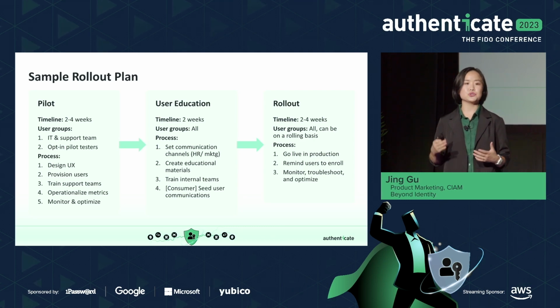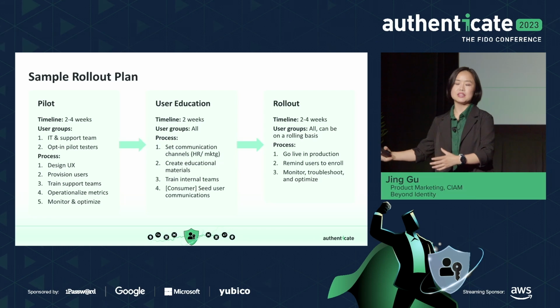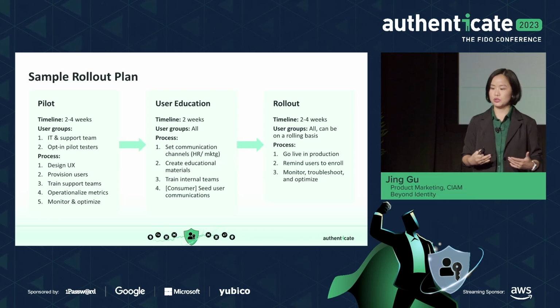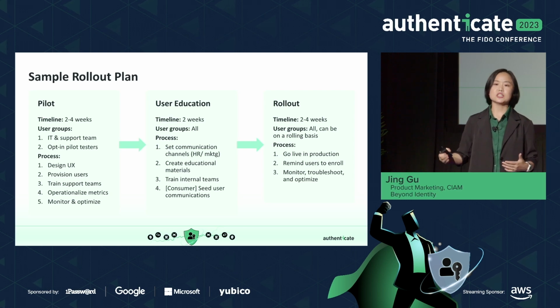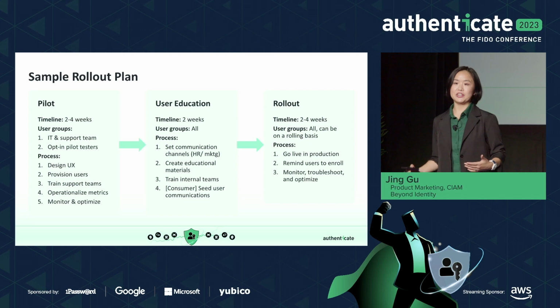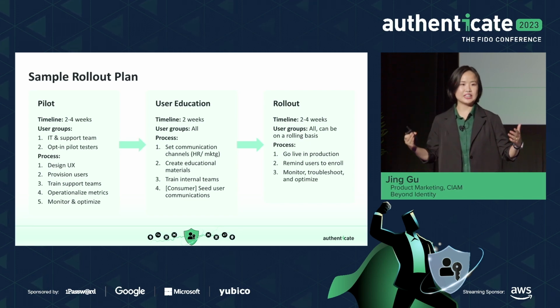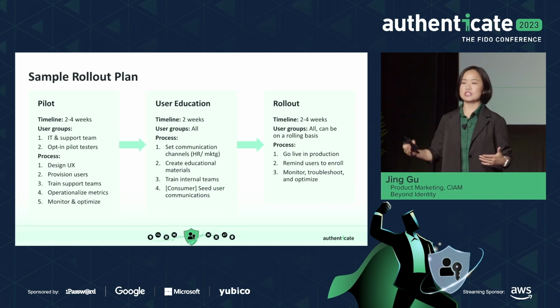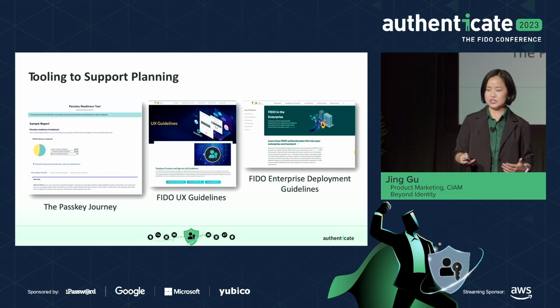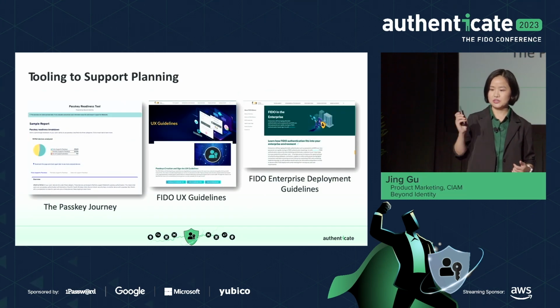Some companies choose to deploy this to users in segments. This is a little bit more common because companies are trying to de-risk the rollout, right? Go live in production. Remind users that this is an option for them. Remind them why it matters, that they never have to use a password again. And then you should slowly see your adoption rate increase over time. And I don't want to just give you a rollout plan. I also have some tools to support your planning.